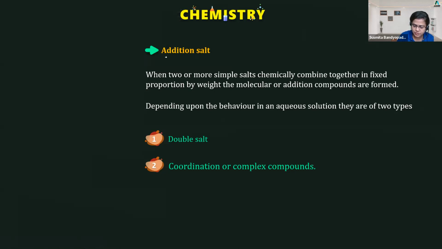Students, addition salts. You take two aqueous salt solutions and mix them. Long time back, I took equimolar solutions of ferrous sulfate and ammonium sulfate, mixed them, heated them, and after some time allowed them to cool. I got crystals of FeSO4.(NH4)2SO4.6H2O.